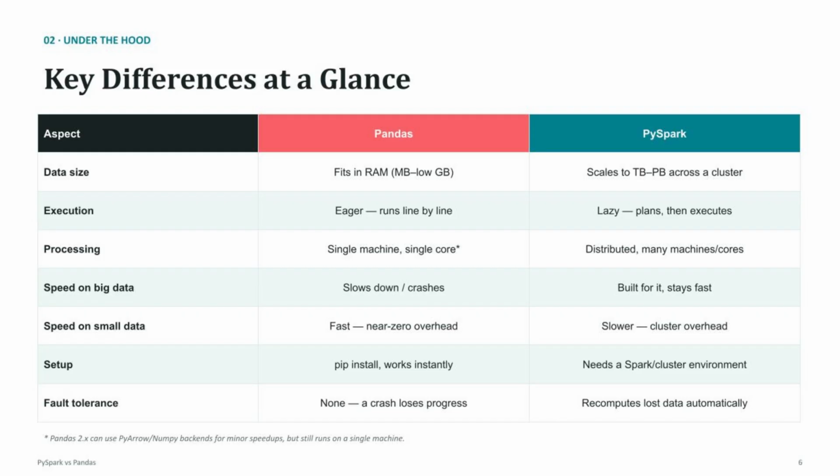And one more thing people forget, fault tolerance. If a node in a Pandas job crashes, well, there's only one node. If it crashes, you lose everything. If a worker in a Spark cluster crashes, Spark automatically recomputes just the lost piece of work and keeps going.